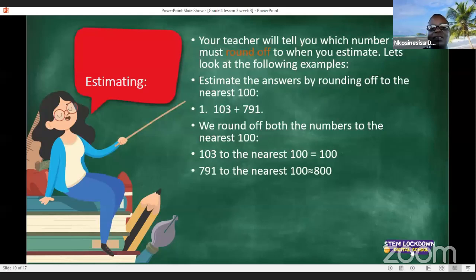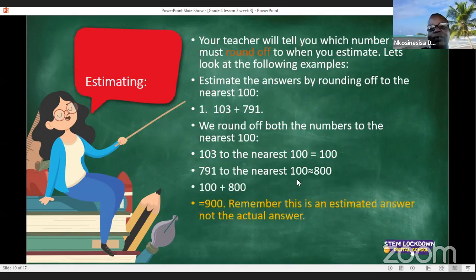So you can see that we rounded off 103 to the nearest 100, and we got 100. And then 791 to the nearest 100, we got 800. So if we add them together, we are going to get 900, as Zoe has told us. So this is what is called an estimated answer.